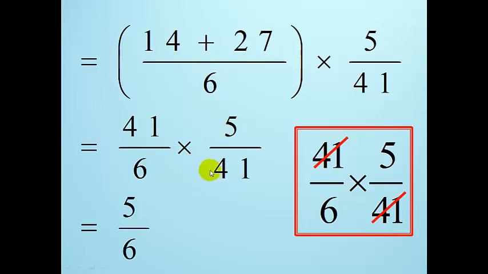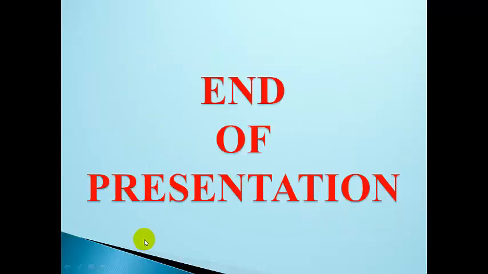Now this is multiplication of fraction. So we can multiply the numerators divided by the multiplication of the denominators. Or because 41 can cancel 41 as shown, we can cancel the 41 out and we are left with 5 over 6. So the final answer is equal to 5 over 6. That is 5 divided by 6. After the 41 has cancelled, we are left with 5 over 6. This is the end of our presentation on fractions.